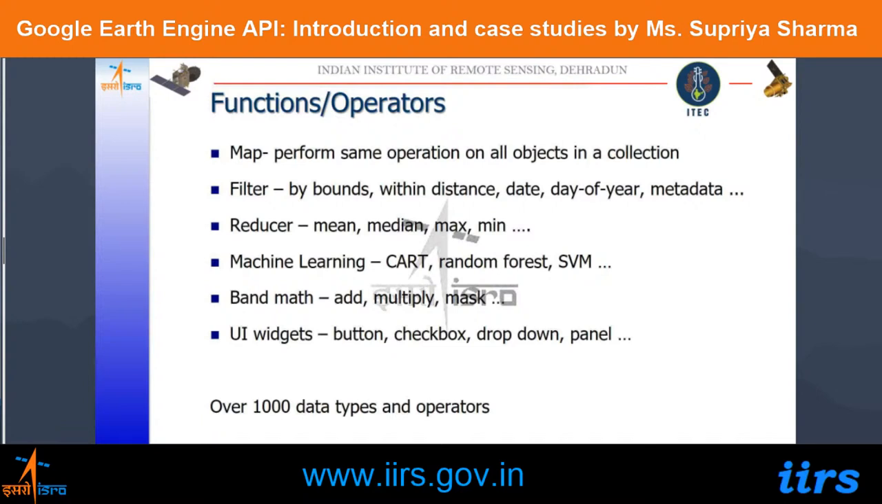Using the map function with just a single line of code, we can perform the same operation over 50 Landsat images. And this number can be 50, it can be 100, it can be 1000.